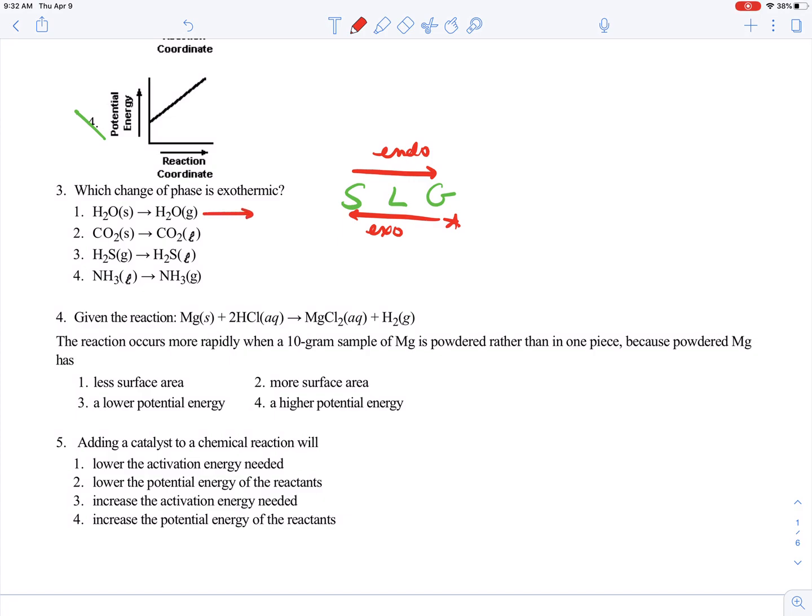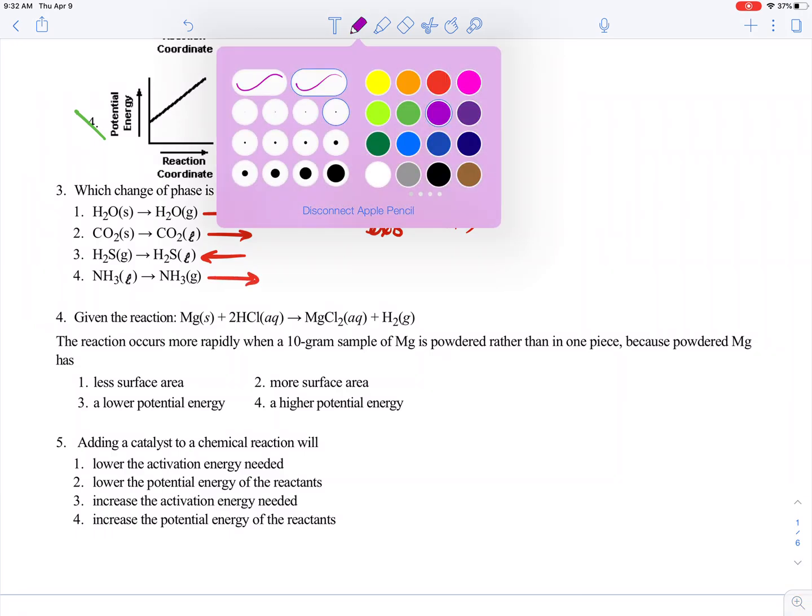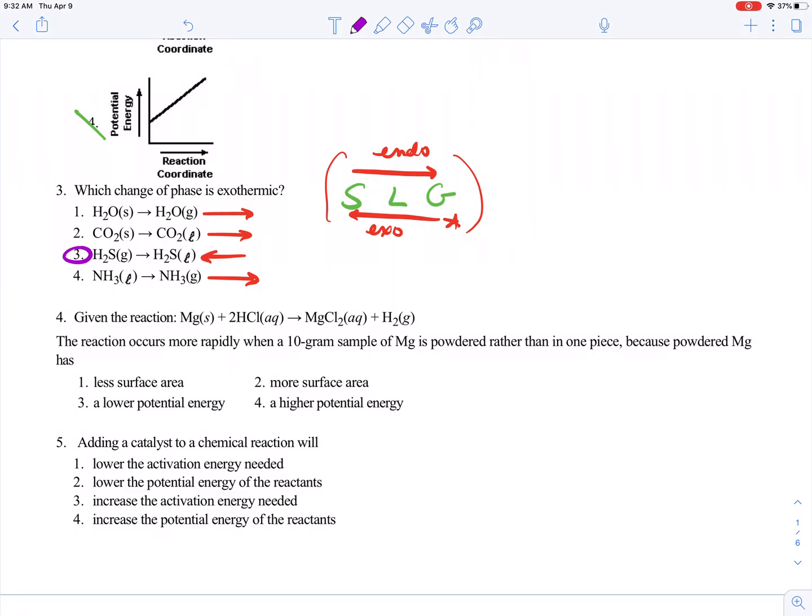Solid to gas, based on my little diagram, is going from left to right, so that's endothermic. Solid to liquid is also going from left to right. Gas to liquid is going the opposite direction, and then liquid to gas. So for a question like this, you always pick the phase change that's going in the opposite direction.